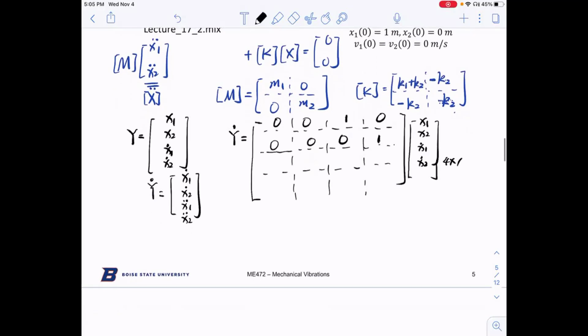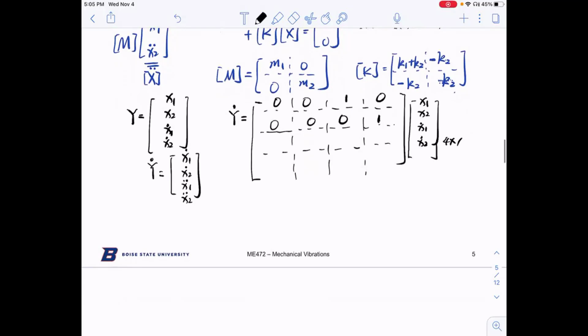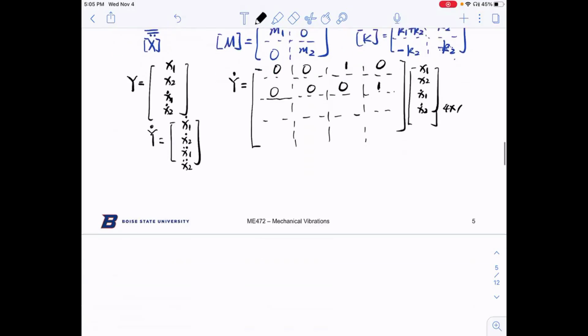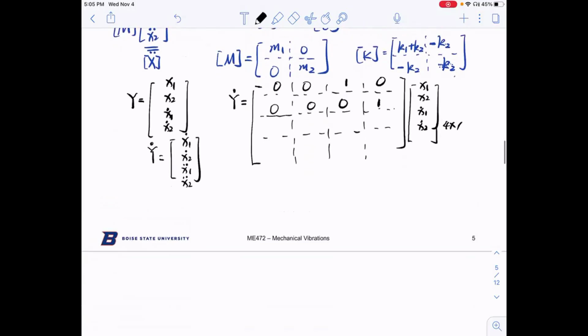And then you have x1 double dot. So that's where you need to do some tricky stuff. Then you have to go back to your original ODE. So your original ODE, we write it in x double dot plus.